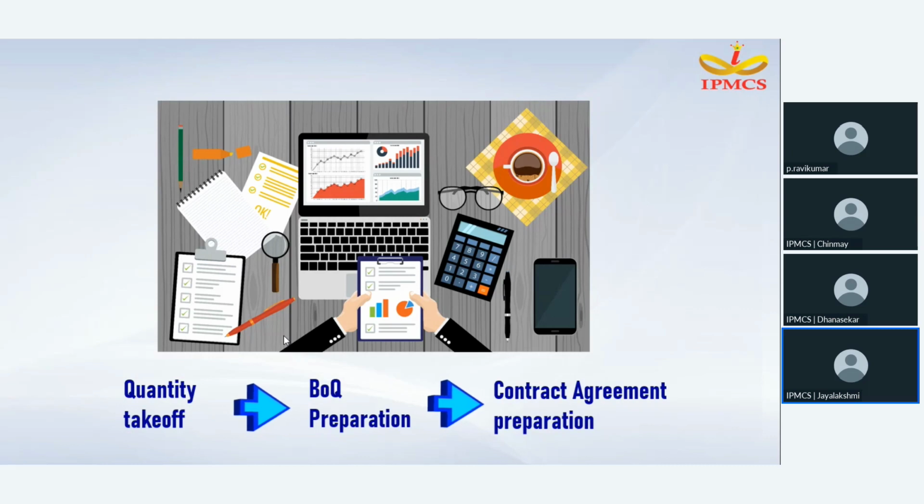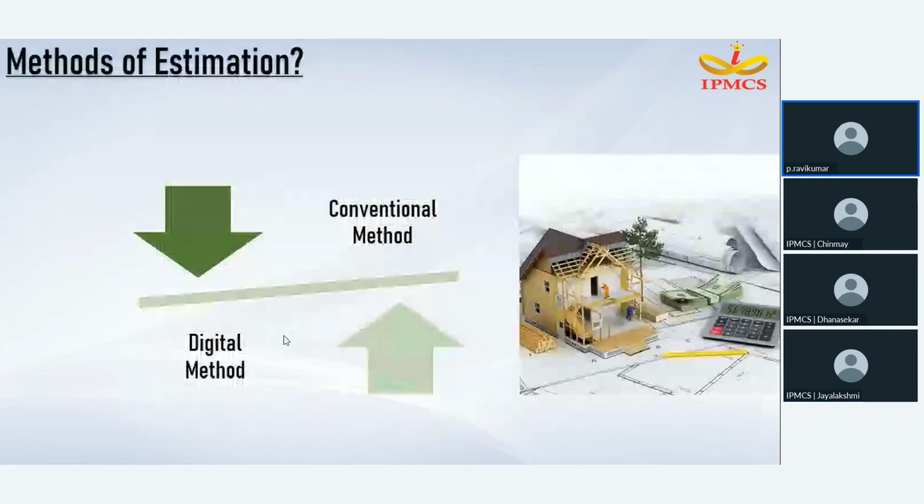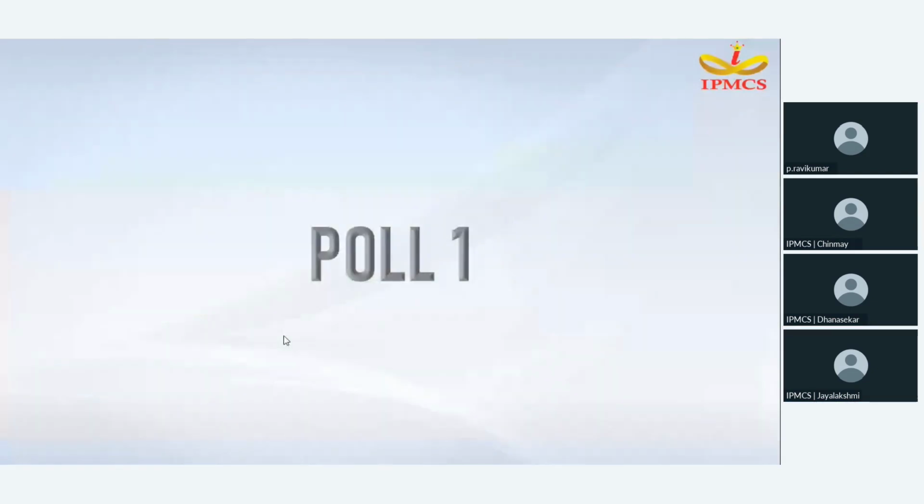The contract document defines the scope of the work, the rights of the two parties, the total cost involved, the start and finish date of the work, and other general conditions involved in the construction. The main methods of estimation currently used are the digital method and the conventional method. With this, I would like to know which method is used in your company.